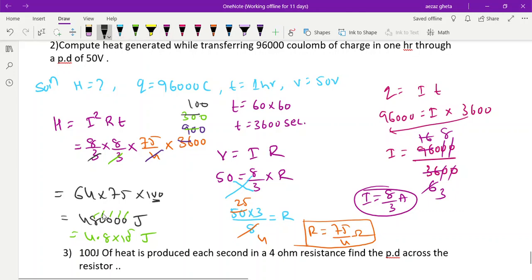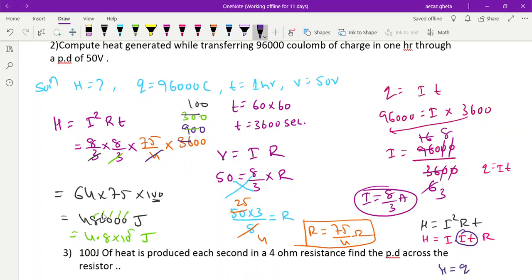If you don't want to follow such a lengthy method, then you know H is equal to I square R T, correct? Now you know Q is equal to I T. So what I will do, H is equal to I into I T into R. So this I T can be written as Q, and this I into R is nothing but V. So if you have a potential difference V given 50 and Q given 96,000, just multiply, I think you will get the correct answer. No need to do this much big process.